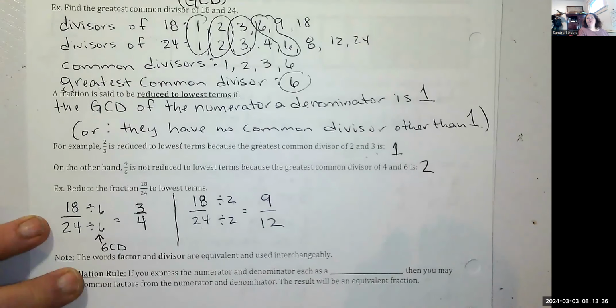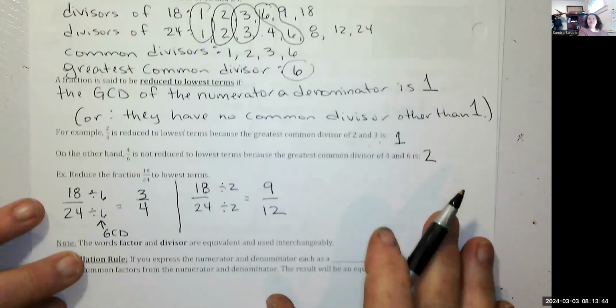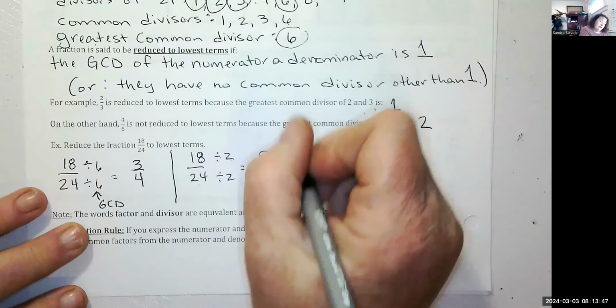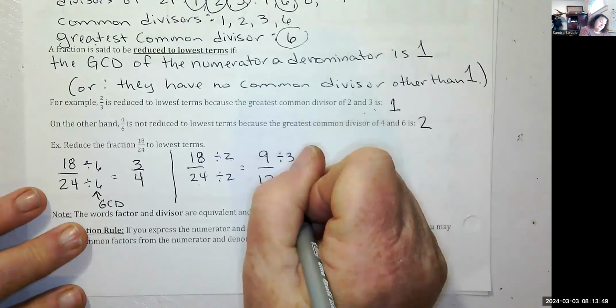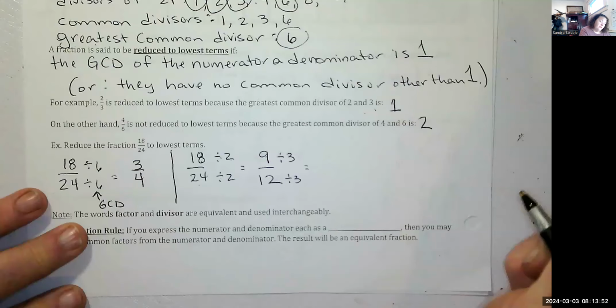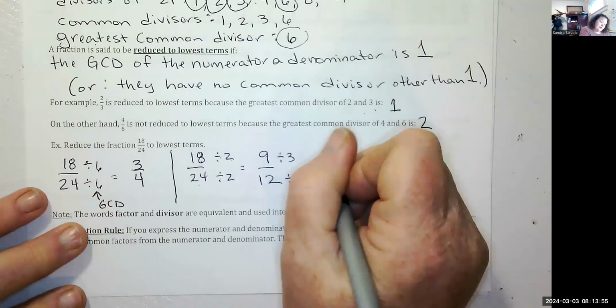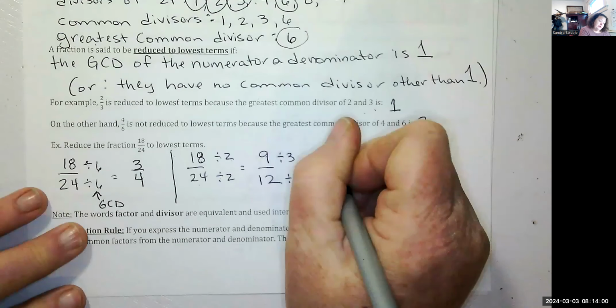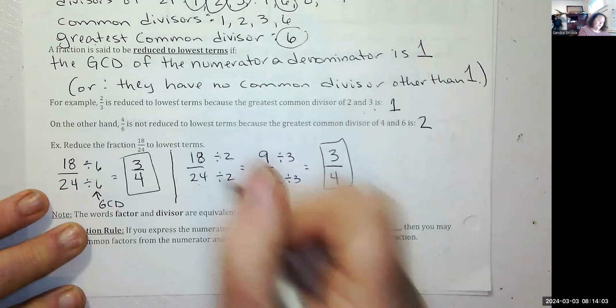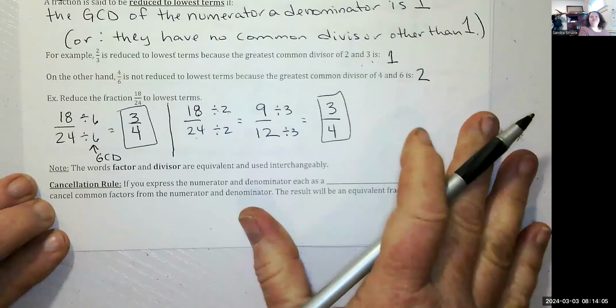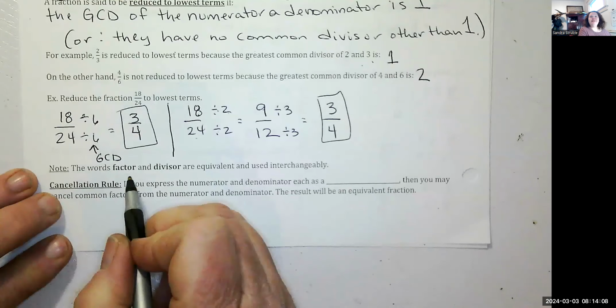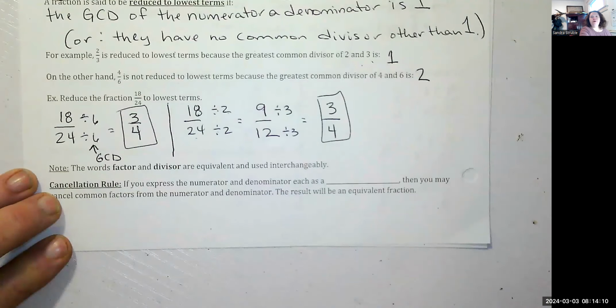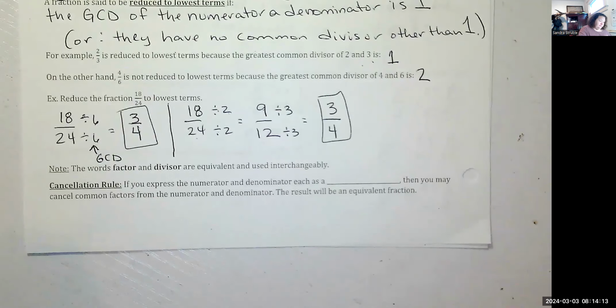Cool. Hold the phone. These are both divisible by 3. 9 is made up of 3 times 3, and 12 is made up of 3 times 4. So now I can divide both by 3. This just seems like a lot more work. 9 divided by 3 is 3, and 12 divided by 3 is 4. Please note they have the same answers. One, we got there a little bit faster. The words factor and divisor are equivalent and used interchangeably.